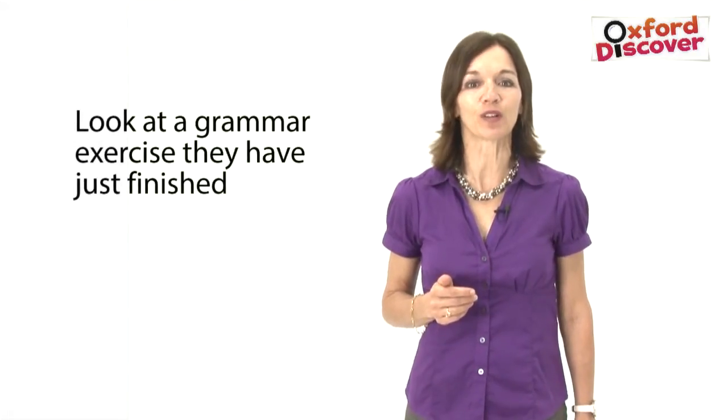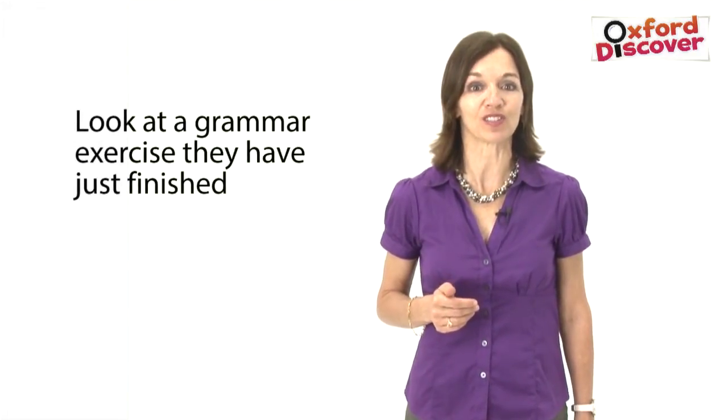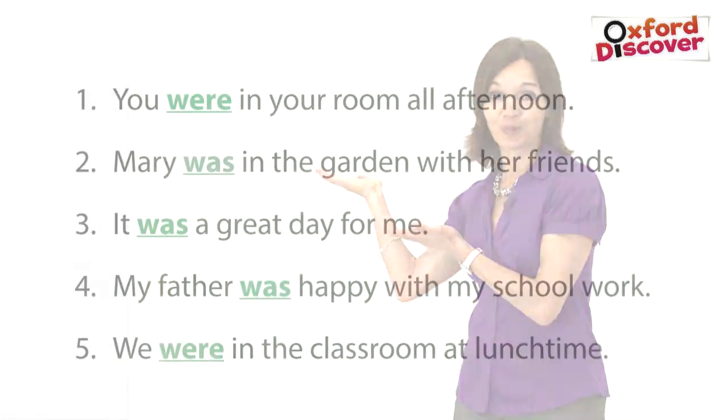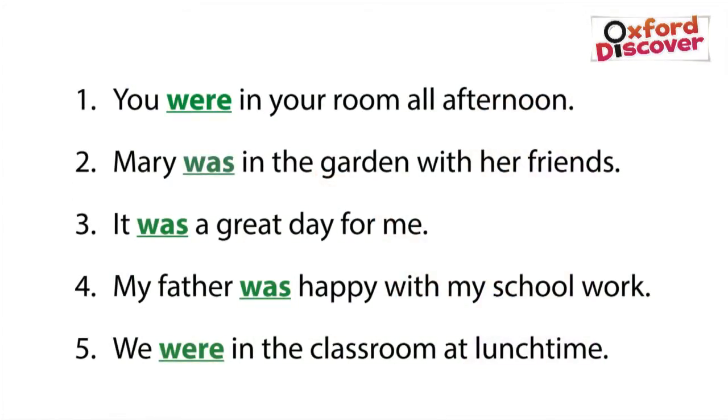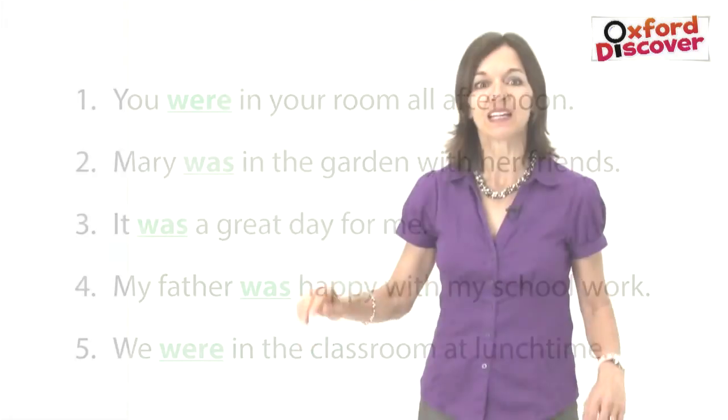Ask them to look at a grammar exercise they've just finished, like this one, for example, in which students completed each sentence with was or were. Now ask them to write 5 similar sentences about themselves, their friends, and their family. Tell them the sentences must be true. Check their sentences for any mistakes and correct them, asking the student to rewrite it correctly.